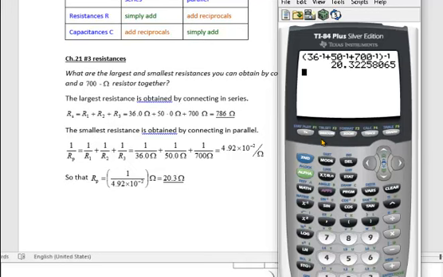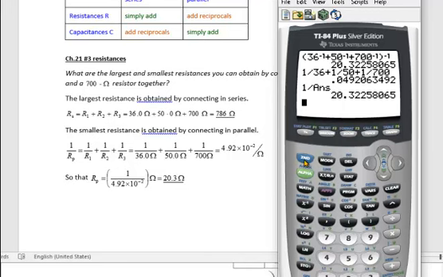There are several other ways you can do it. 1 divided by 36 plus 1 divided by 50 plus 1 divided by 700. Enter. And then 1 divided by the answer. Same result, obviously 20.3. You can use the one that I just showed, or the one that I used earlier. The first one is more compact and it's quicker for me to use. So 20.3 ohms is the answer.